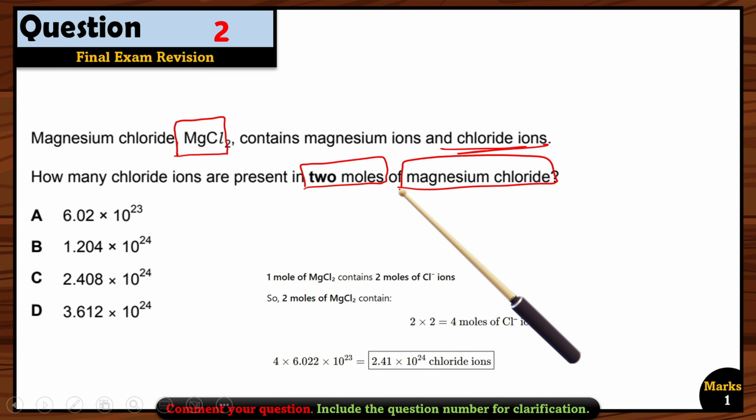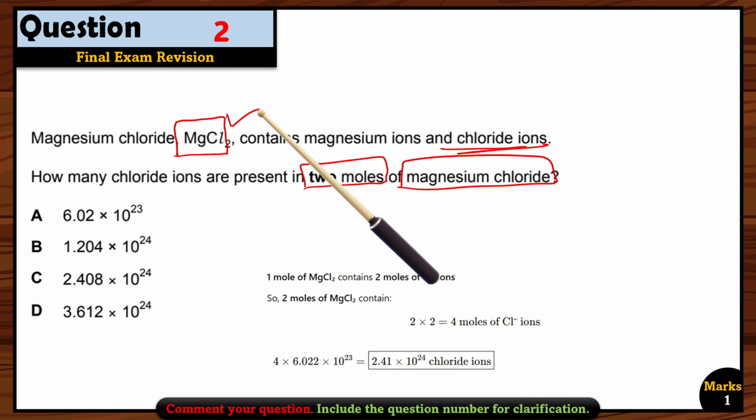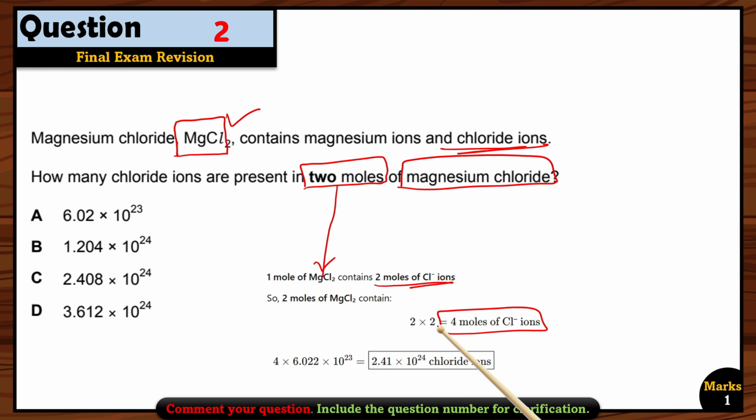They told you that we have to find it in 2 moles of magnesium chloride. So it's simple. 1 mole of magnesium chloride contains how many chloride ions? 2, right? So it means we have 2 moles of chloride ions. Now if we have 2 moles, 2 moles will contain 2 into 2, so 4 moles of chloride ions. You have to just multiply by the Avogadro's constant, right? Because for 1 mole, the Avogadro's constant is 6.02 into 10 raised to power 23. So 4 multiplied by 6.02 into 10 raised to power 23, this will be your answer.